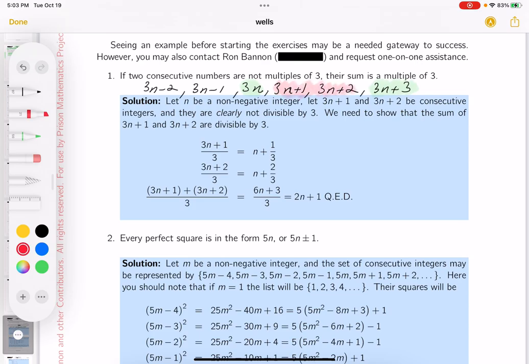How am I going to do that? I'm going to try to divide them by 3. So 3n plus 1 divided by 3 would be n plus 1 third. Well, that's not an integer. It's not divisible by 3. Let's do the next one.